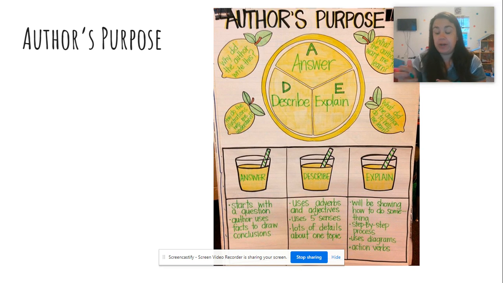Okay, so remember, guys, you're going to want to use this chart and figure out why the author wrote the text. Today, in your independent work, okay, you're going to have a text to read and you're going to have the same chart to fill out.